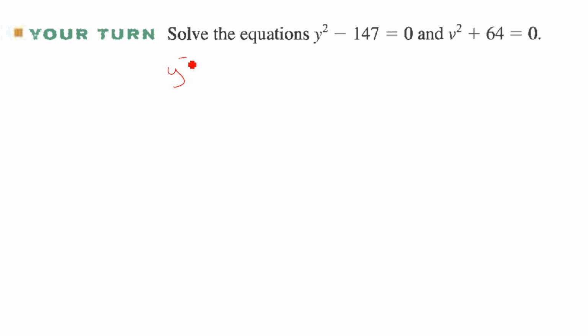All right, y squared minus 147 equals 0. So you're going to move it over. y squared equals 147. All right, so what is the square root of 147? You put it into your calculator.